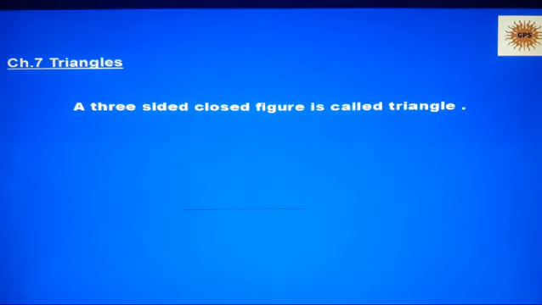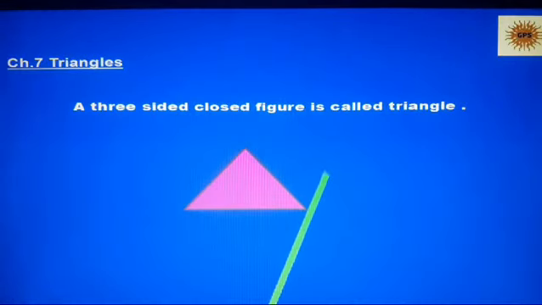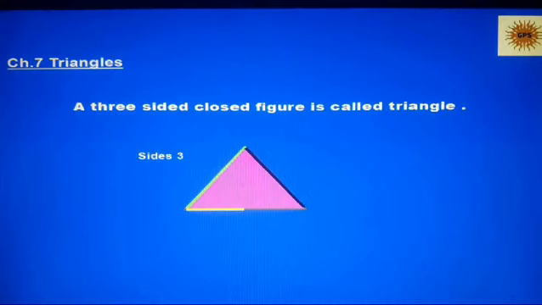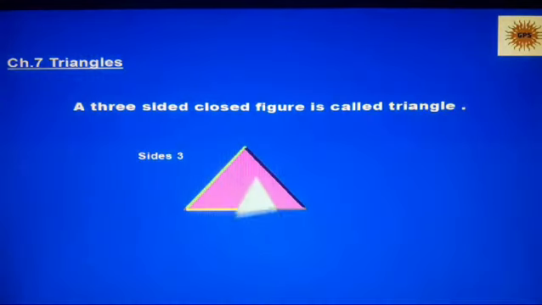A three-sided closed figure is called a triangle. Any three-sided figure that is closed is a triangle. Now this is a triangle, this is one side, this is another side, and this is the third side. So it has three sides and then it has three corners. We also call them vertices. So it has three sides and three corners or three angles. It is a triangle.